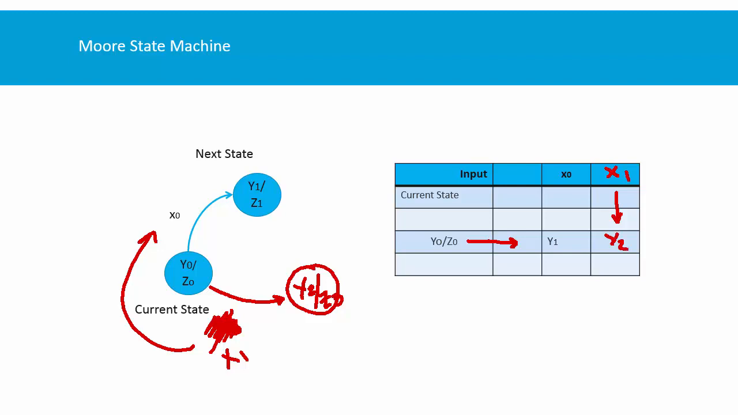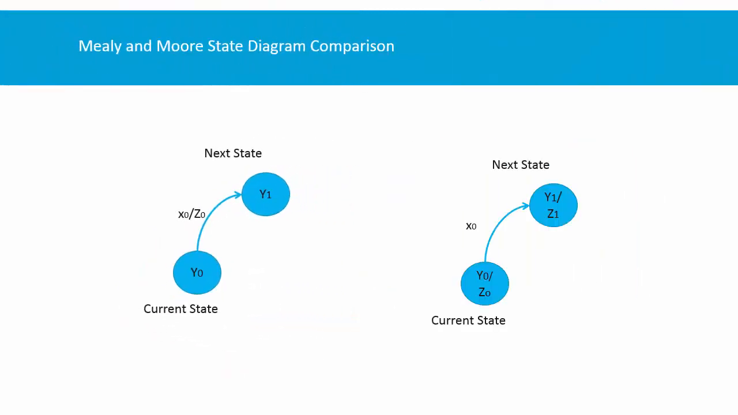Of course, you see zeta 3 is not appearing on this table, and that's because I haven't put here y2. And once I put y2, then I'm going to say this is going to generate zeta 3. So here's a comparison. You can see that both machine states are very similar, with the only difference that the zeta is either in the arrows or it's on the state.